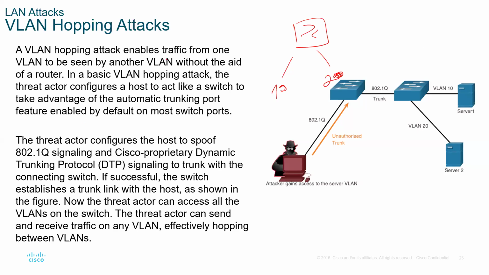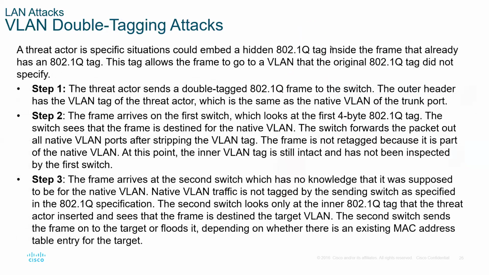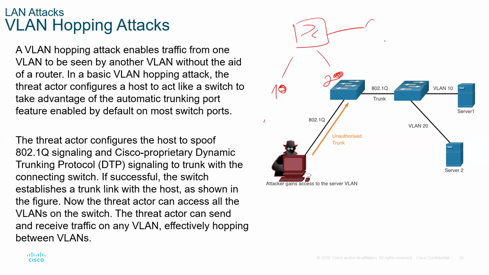Okay, so VLAN hopping attacks enable traffic from one VLAN to be seen by another VLAN. As I was saying, for traffic from VLAN 10 to reach VLAN 20, there is a need for inter-VLAN routing. If there is a router, then we are able to route traffic from 10 to 20. But with VLAN hopping, even without a router, traffic can go from this VLAN to that VLAN. That's how those attacks happen.